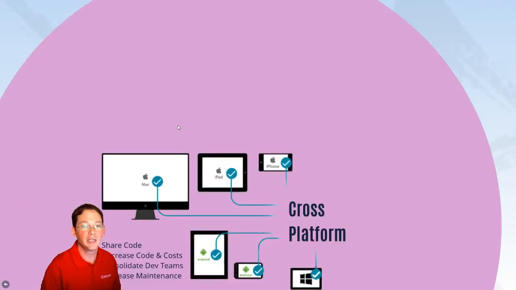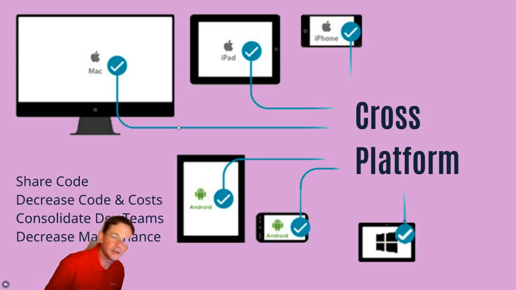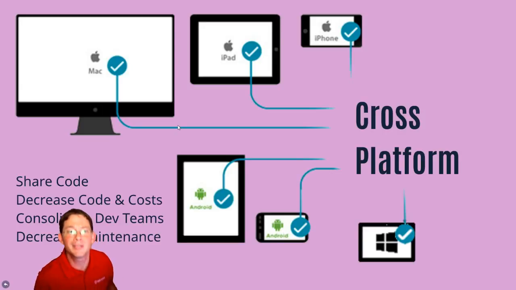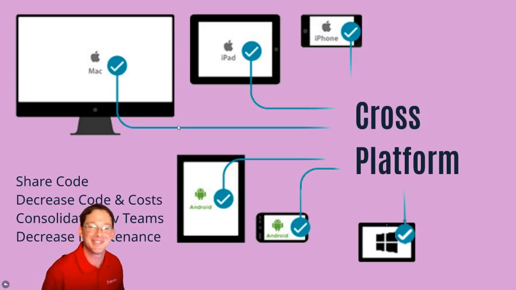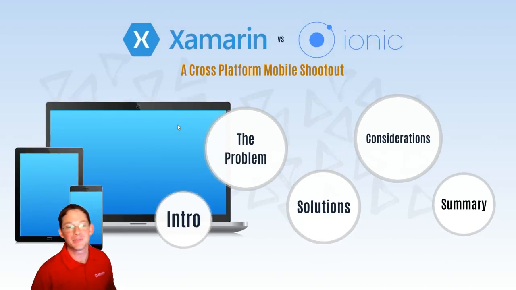So, okay, you're sold. You're ready to go cross-platform. The benefits are huge. You get to share code. You have fewer teams, generally only one team, so that's less cost. You can consolidate your dev teams, and you can decrease your maintenance costs. Okay, so that's the problem. Let's talk about some possible solutions.